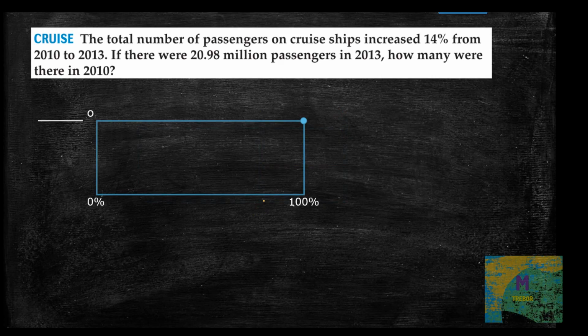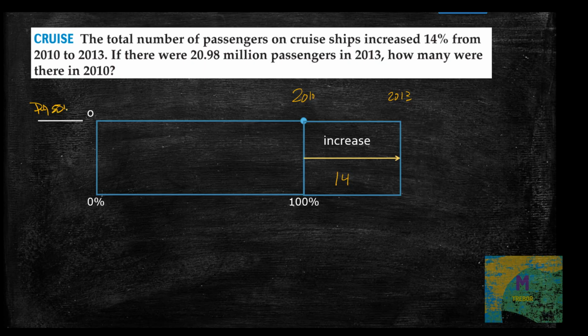So here's an example of a real problem that we need to be able to do at this level. It says the total number of passengers on cruise ships increased 14% from 2010 to 2013. So that's an increase. They just told us it's an increase. So I'm going to go ahead and write here the year, chronologically it would be 2010, and it would have to be ending in 2013. Not only did they tell us that, they said it's a 14% increase, okay? So, hey, this is about passengers, okay? So I'll go ahead and fill this in.